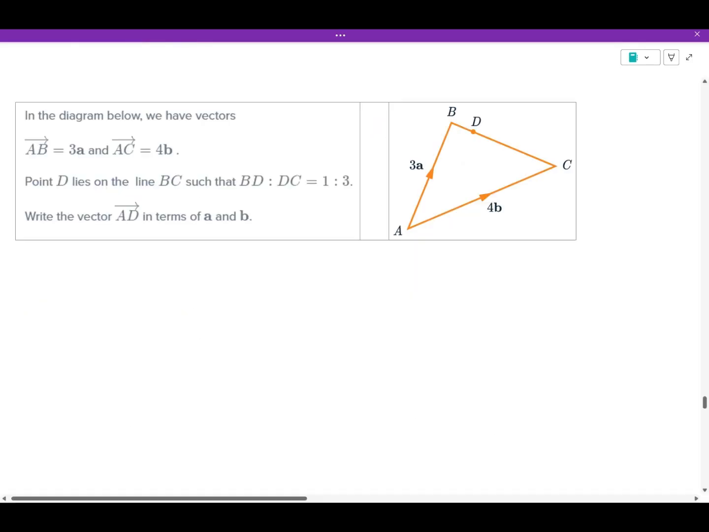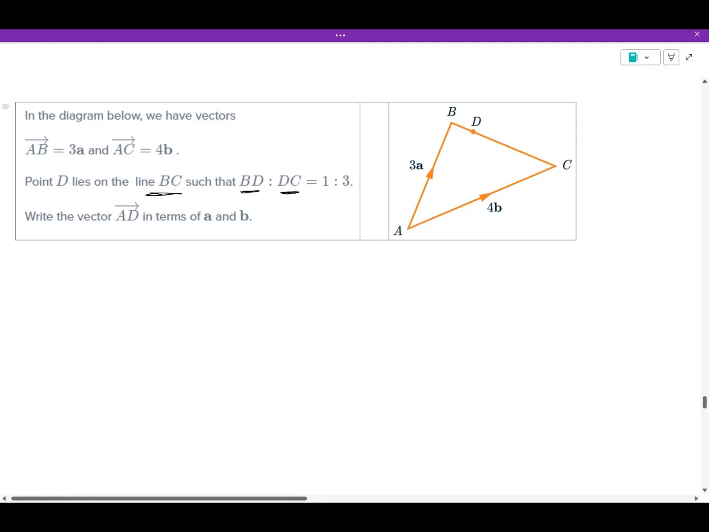We're now going to look at a question involving ratio. So we have a diagram, and the vectors A to B, which is 3A, is indicated on the diagram. And then A to C is equal to 4B, which is also indicated on the diagram. Now we're told about this point D, which lies on the line BC. So that is indicated on my diagram. If it wasn't, make sure you draw it on. And we're told that BD to DC is the ratio 1 to 3.